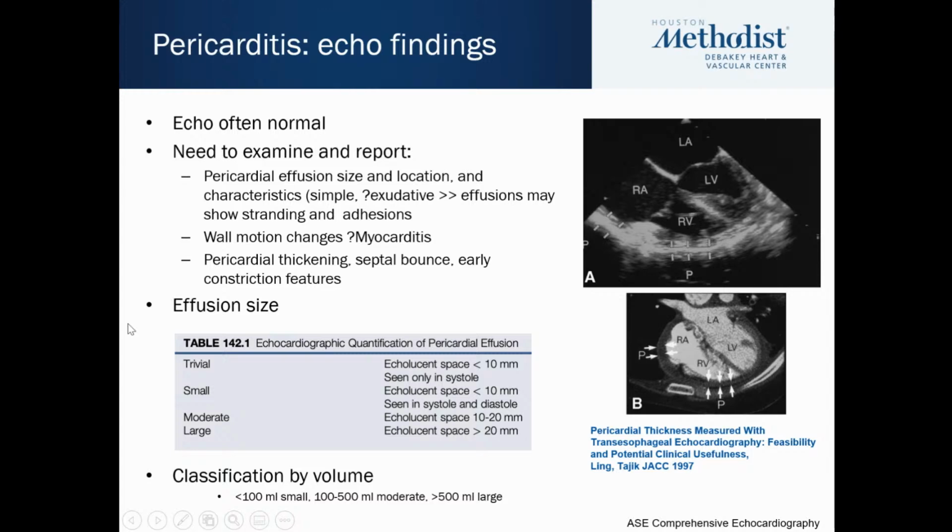When we talk about the effusion size assessment, there's a bit of an arbitrary definition to it, and primarily it's using linear dimensions, recognizing their limitations when it comes to inferring the pericardial volume, which is in milliliters. So a trivial effusion is seen only in systole and is less than 10 millimeters in diastole. A small is seen in both systole and diastole, less than 10. A moderate is between 10 and 20 millimeters, and then a large effusion is greater than 20.